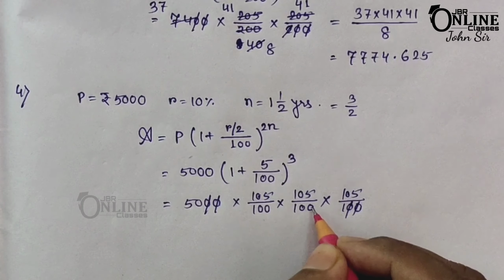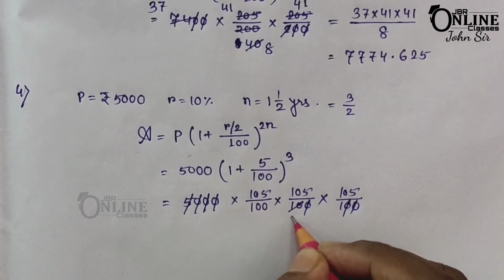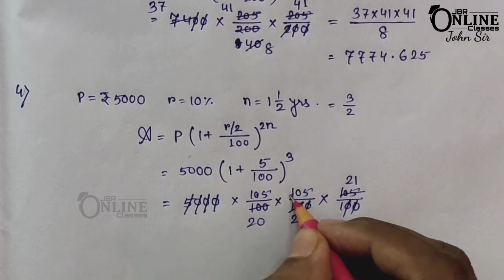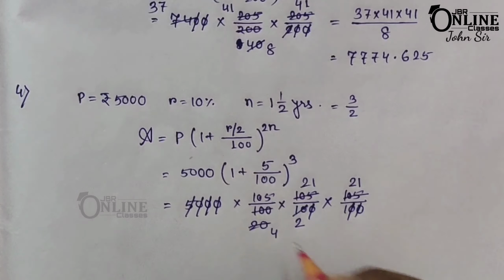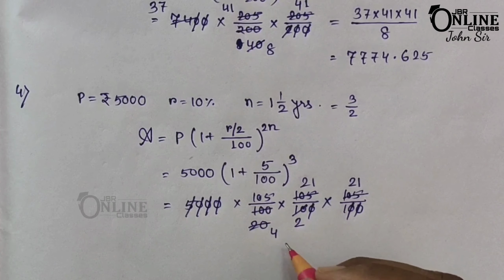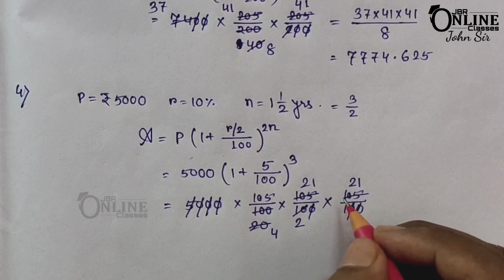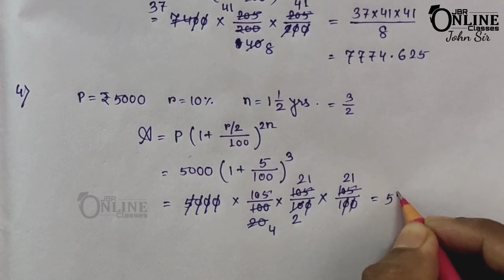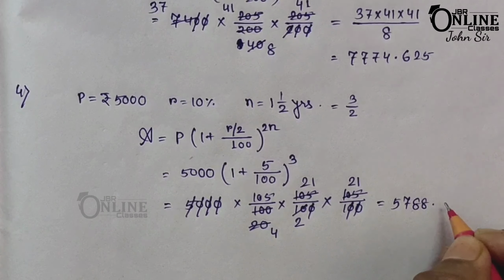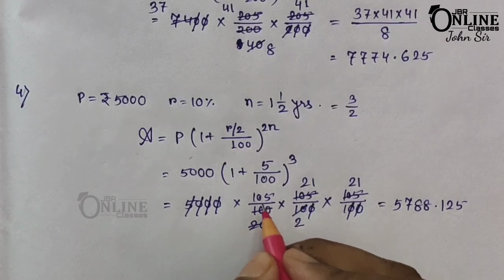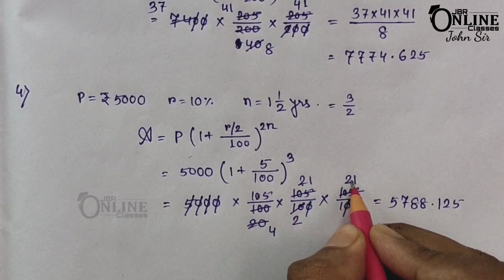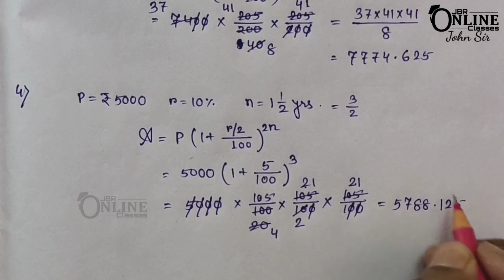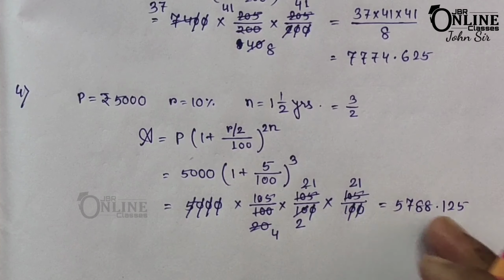So cancel out, again 1, then 5 2s are 10. Clear? Now 5 2 and 1, so it will be 20, then 5 2 1, it will be 4. So here 105 by 8, and here also 21 into 21. So here the final answer will be 105 into 21 into 21 divided by 8, it becomes 5788.125. So that is your amount.